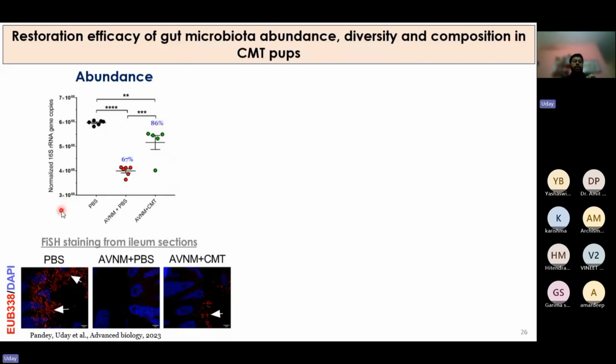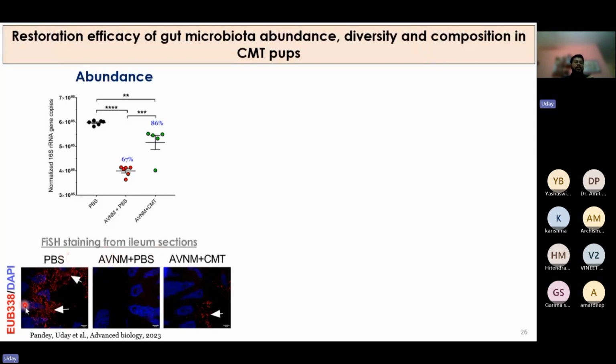Next, we wanted to see whether the mucosal attached microbiota is also recovered or not, because microbiota is not present in the fecal sample only, it is present in the mucosal layer also. So for that, we planned a study called fluorescence in situ hybridization. We tagged a probe called EUB338, a 16S RNA probe tagged with a specific Cy3 dye. And after tagging, we do an in situ hybridization study.